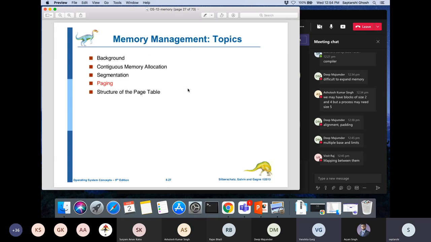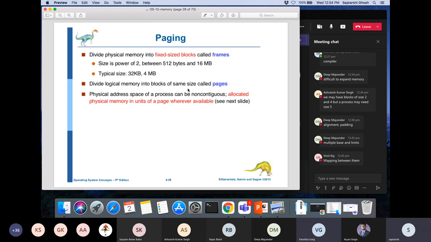Now, let me just introduce paging. We will go into the details tomorrow. In paging, it is quite similar to segmentation, but here we divide the physical memory in advance into fixed size blocks called frames. Usually, segments can be of different sizes, but it's difficult for accounting purposes to have segments of different sizes. So can we make all segments the same size? That is what we are trying to do, but we won't use the term segment anymore. Rather, we will talk about page and frame.